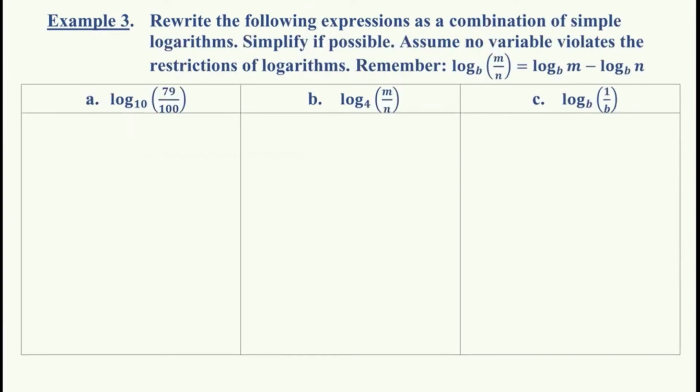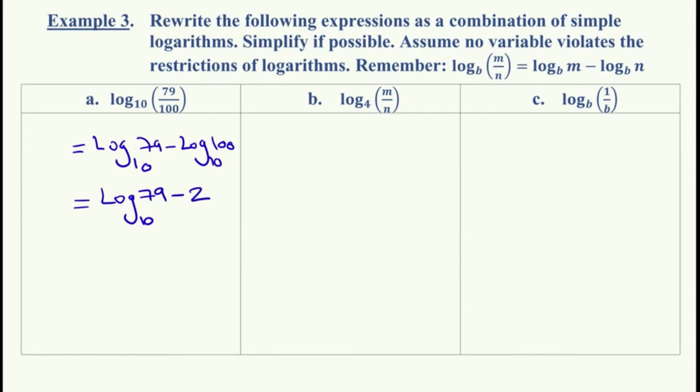Okay, let's go ahead and apply the quotient rule a few times. So we know that the log of a quotient is the difference of the logs. So for this first one, we're going to get log base 10 of 79 minus log base 10 of 100. So log base 10 of 79 is not a nice simple answer. We just leave it as is. But this one we know is 2.